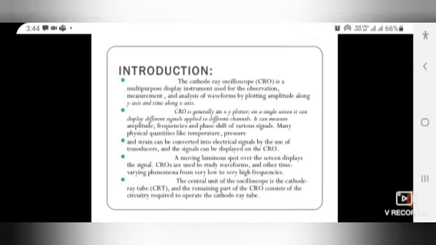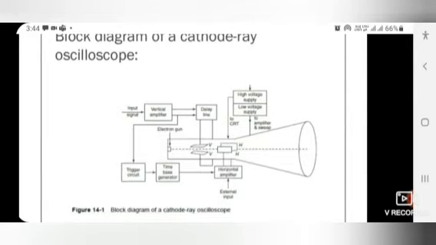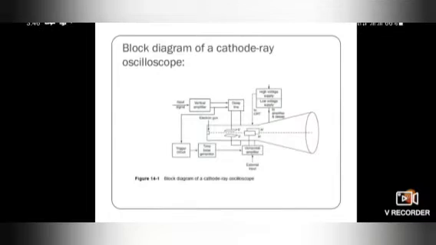The central unit of the oscilloscope is the cathode ray tube, that is CRT, and the remaining part of the CRO consists of the circuitry required to operate the cathode ray oscilloscope. This shows the block diagram of a cathode ray oscilloscope.